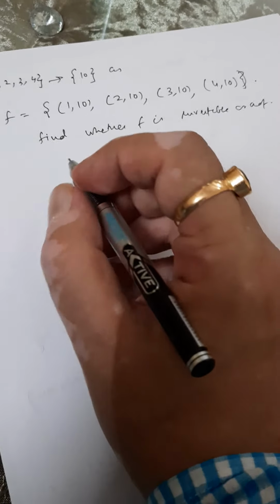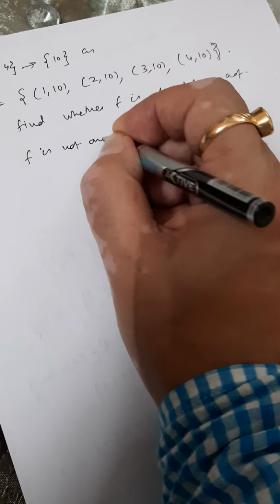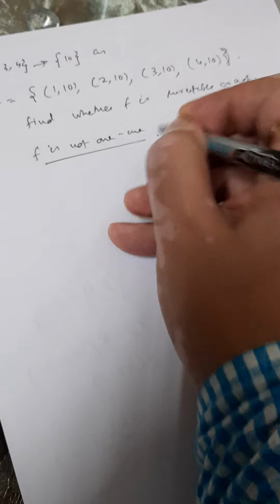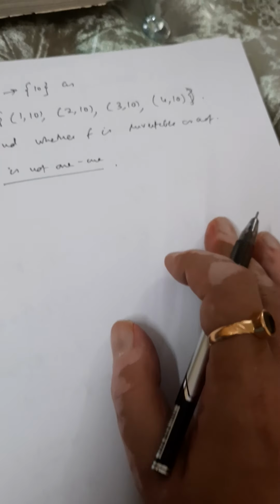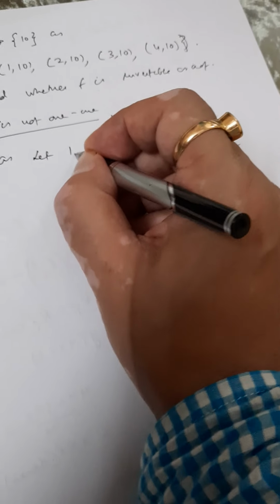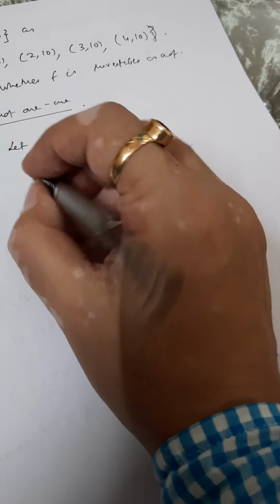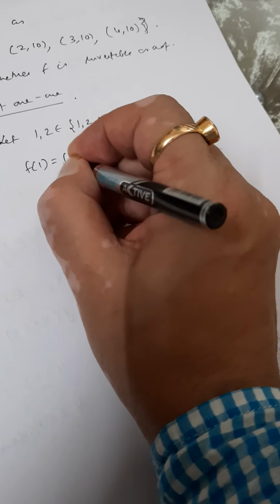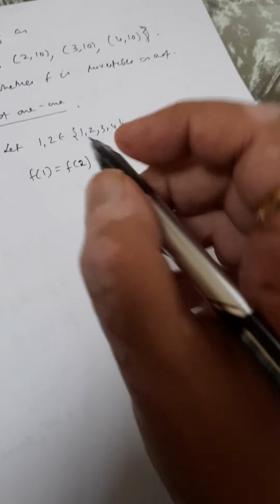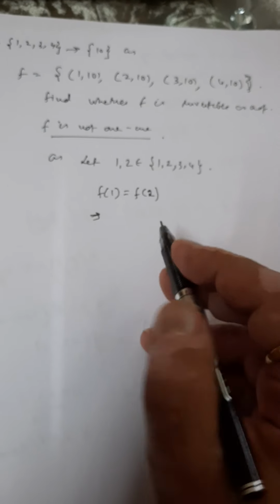So you will write f is not 1-1. See, once we have seen that it's not 1-1, it's not invertible. As, let x1, x2 belong to {1, 2, 3, 4}. So you have f(x1) equals f(x2). This means f(x1) equals f(x2).